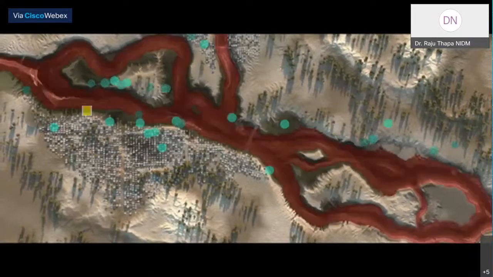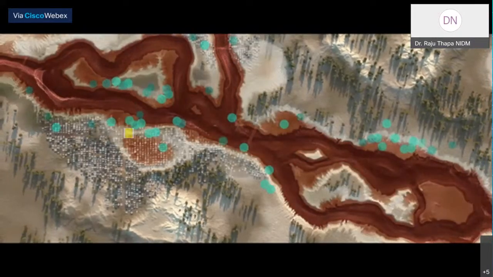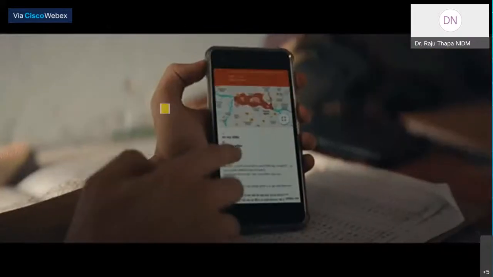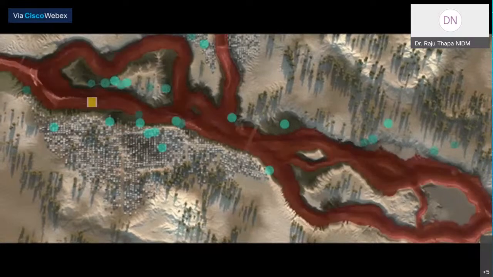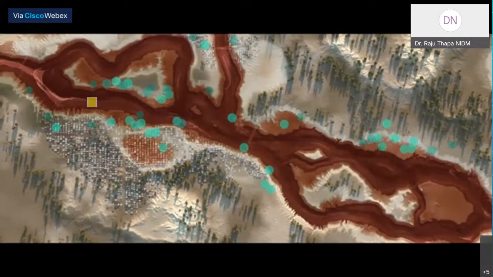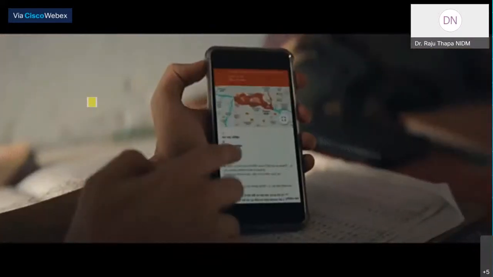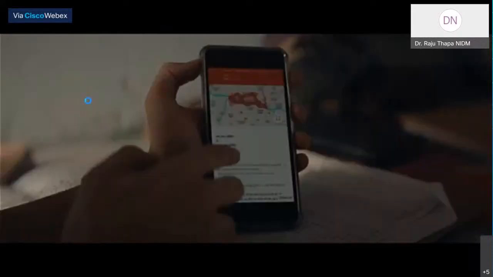Based on that, a prediction is made: suppose this water, which area is vulnerable to which disaster. That is later disseminated to your mobile. I think this is a very good initiative that is coming up, and it is very user-friendly, and it is available to everybody.